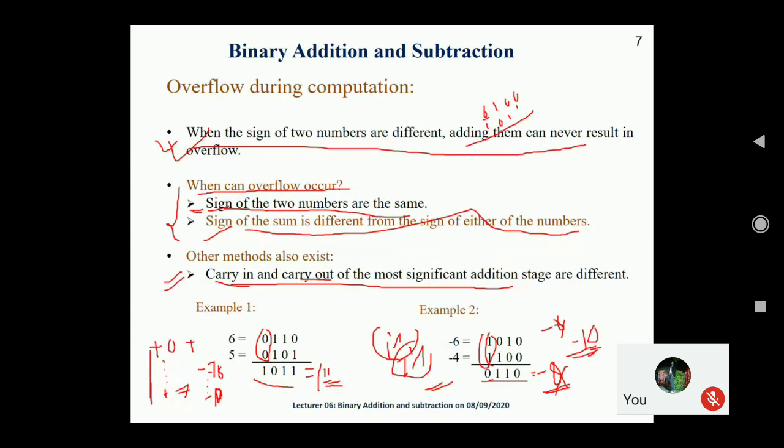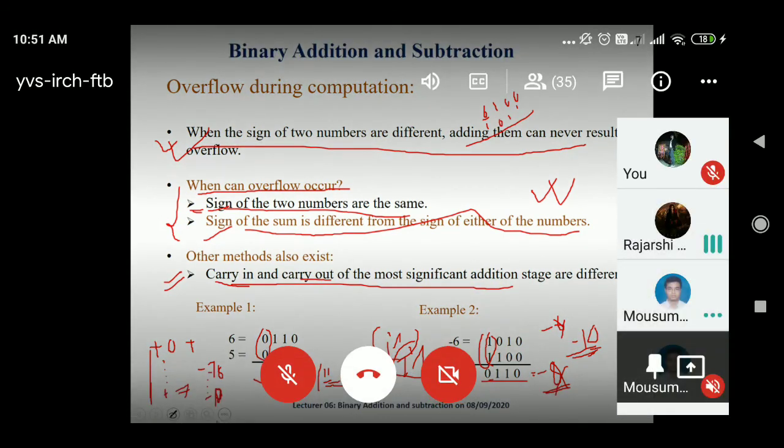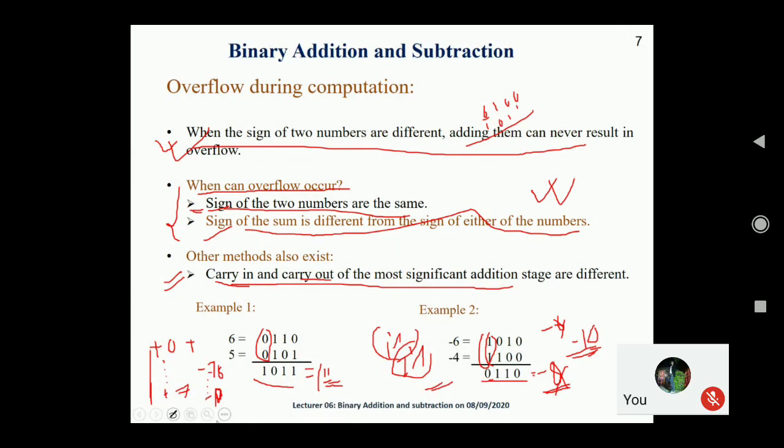Okay. So I have a question. Yes, please. In the first one, you said when the signs of the numbers are different, adding them can never result in overflow. Then, in case we add 0100 with 1100? Yes, just a minute. What are you saying? 0 1 0 0 plus 1 1 0 0.